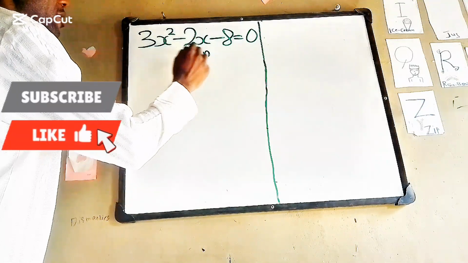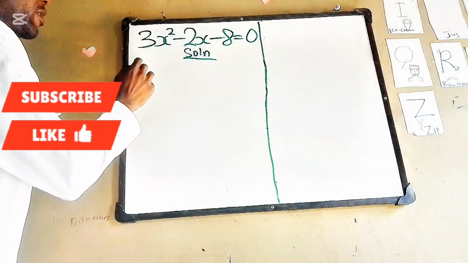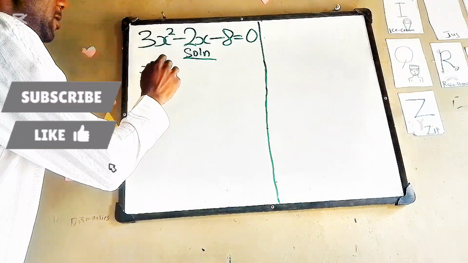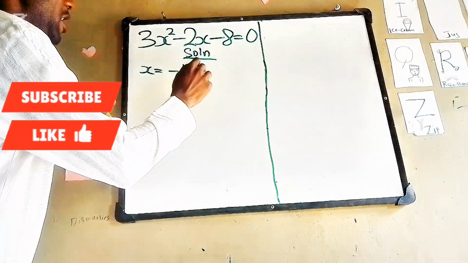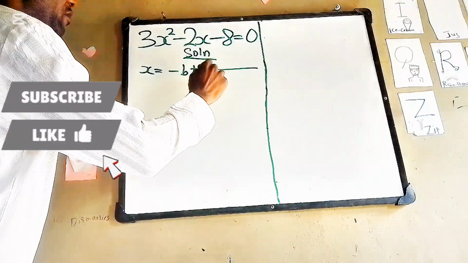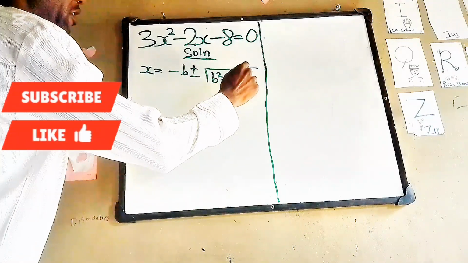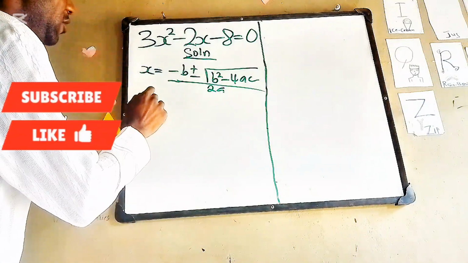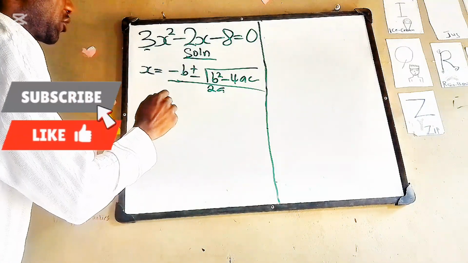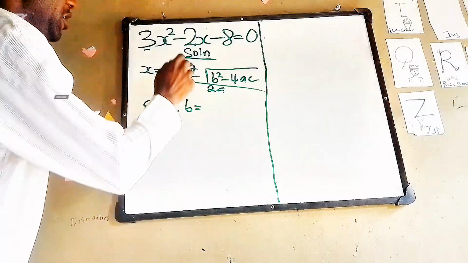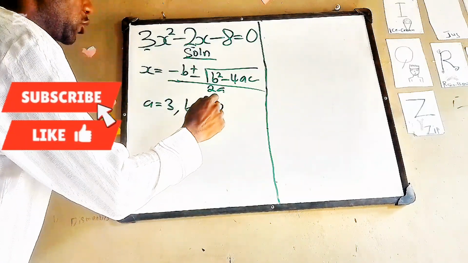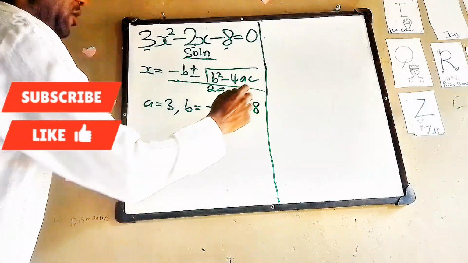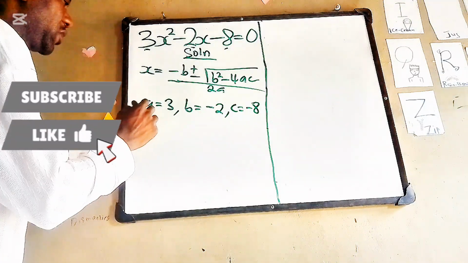Solution. Okay, we're going to apply the quadratic equation formula, which is x equals minus b plus or minus the square root of b squared minus 4ac, all over 2a. The value for a in the equation is 3. The value for b in the equation is minus 2. And the value for c in the equation is minus 8. Right, so substitute these figures now into the equation.